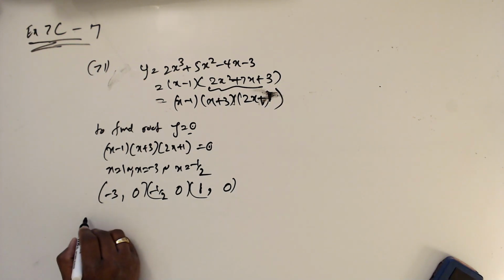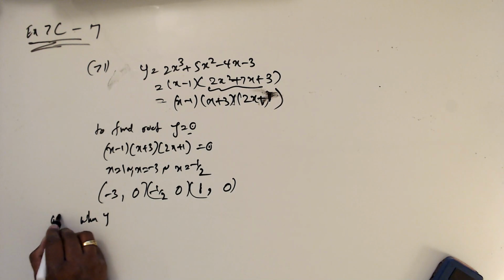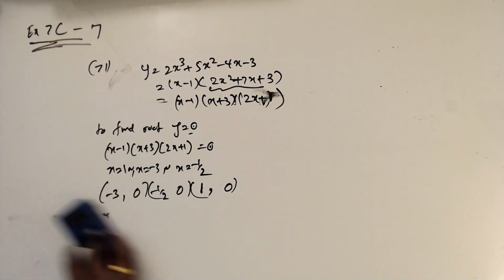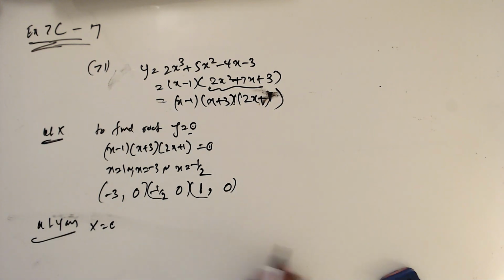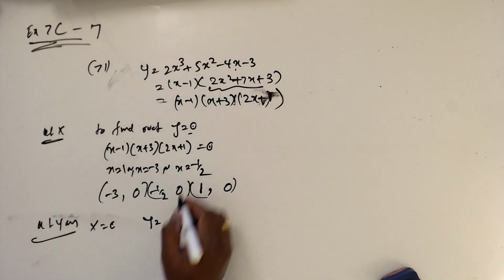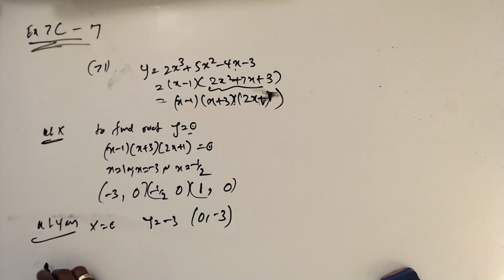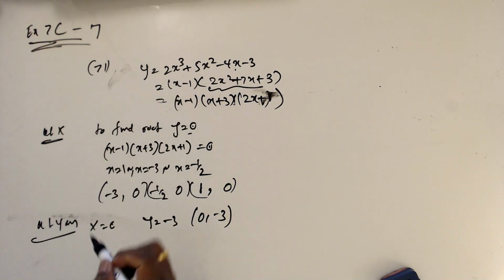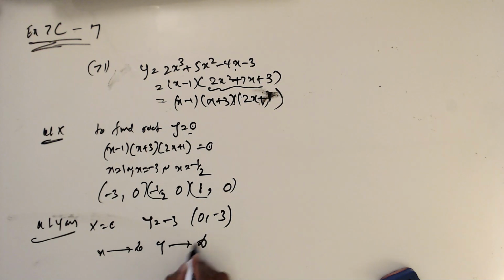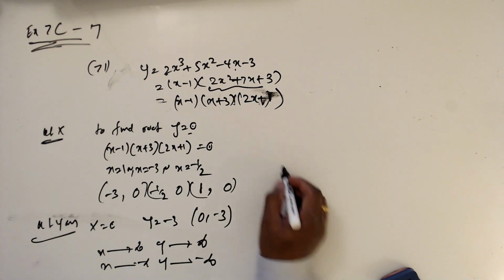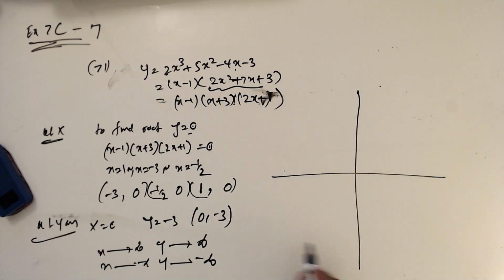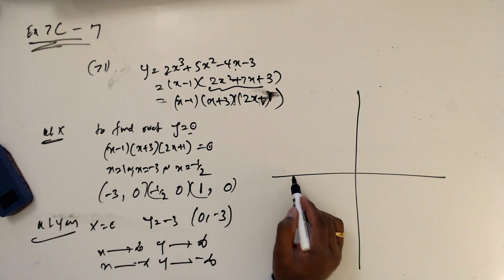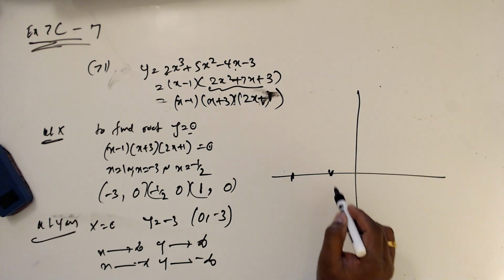Now we find where it cuts the y-axis. This is the x-axis and this is the y-axis. When x equals 0, y equals minus 3. So the graph goes through 0, minus 3. Then I can say that this is positive: as x goes to positive, y goes to positive, and as x goes to negative, y goes to negative, since the cubic is positive. Then we can draw this one through minus 3, minus half, and 1.